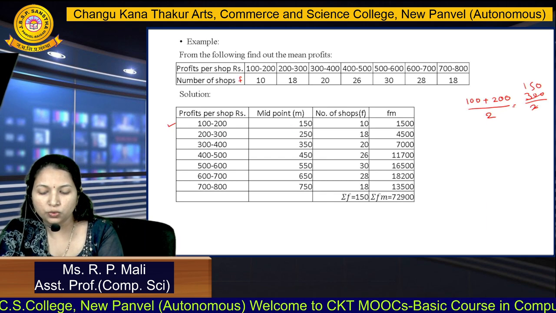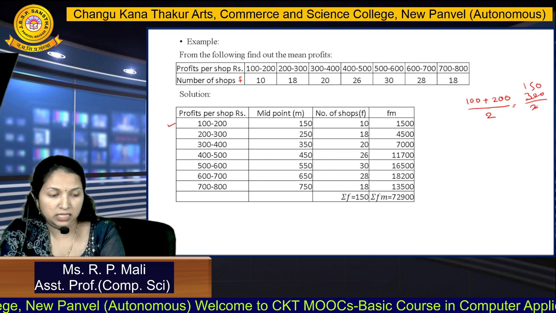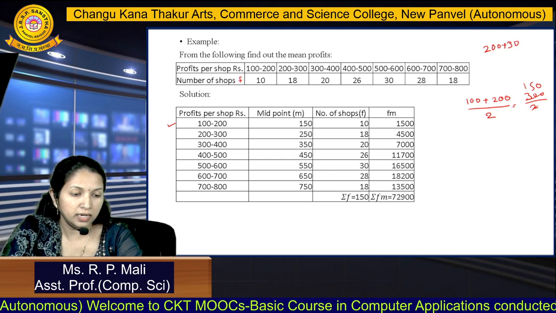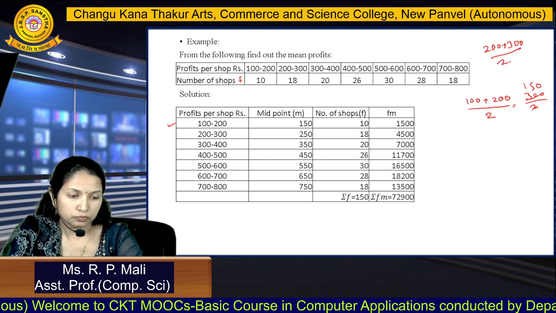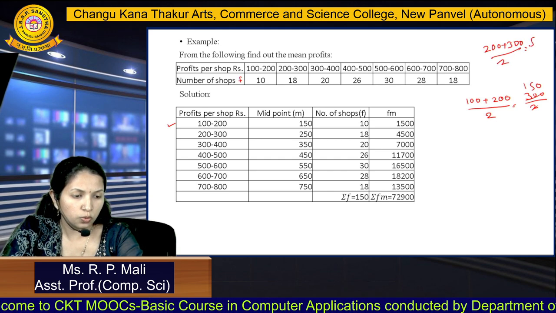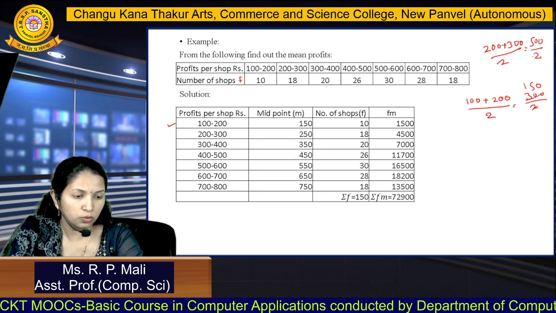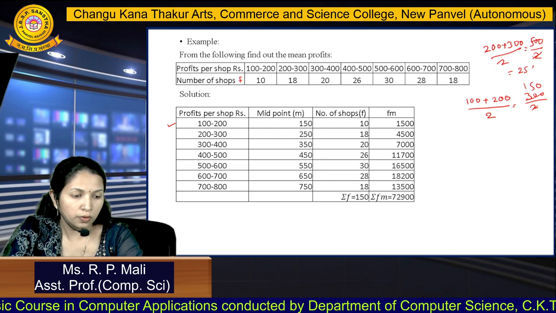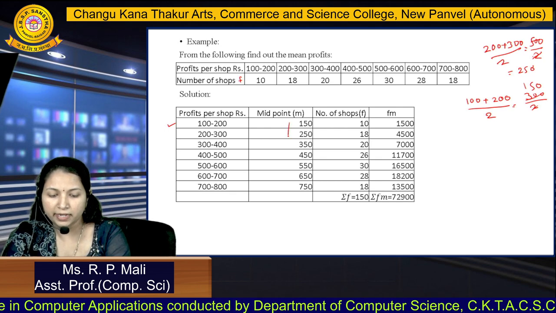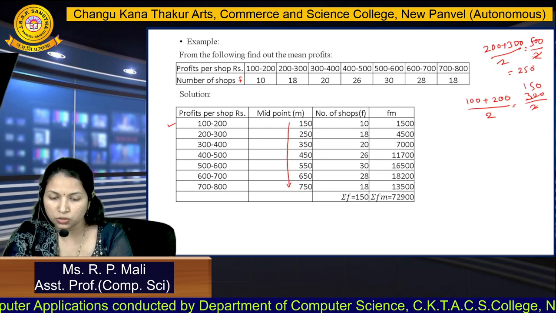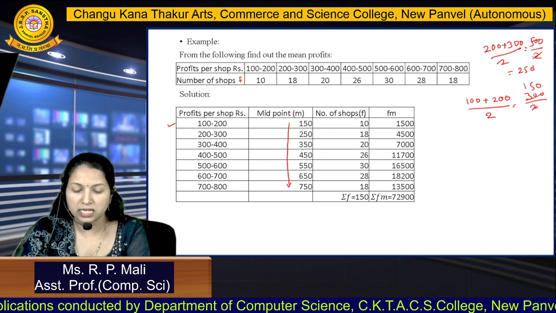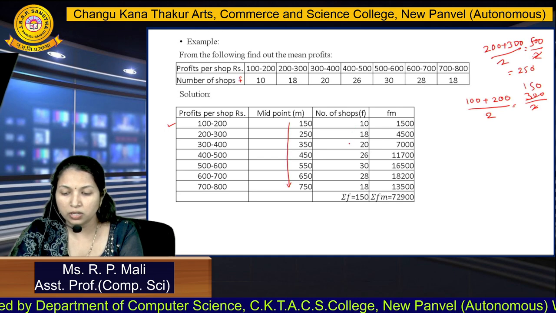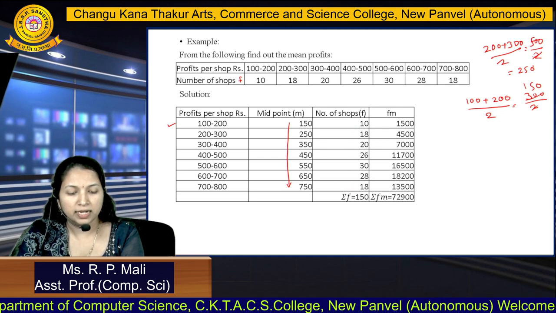So the midpoint is 150. Again, you're going to find the midpoint for the next class. Suppose 200 plus 300 divided by 2. So it is 500. 500 by 2 is what? 250. Likewise, you're going to find the midpoint for all the classes. After that, what we're going to write? The number of shops, that is your frequency.